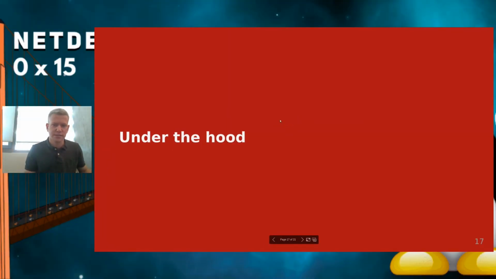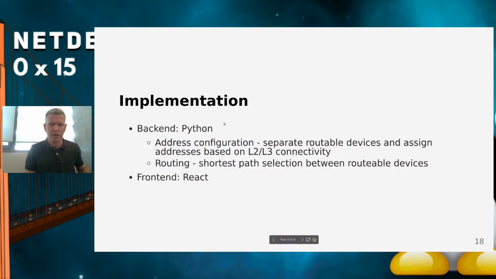Under the hood, this is using a Python-based backend, which does the address configuration naively by separating every routable device and assigning addresses based on layer 2 and layer 3 connectivity based on the device types. And it does a simple routing based on shortest path selection.